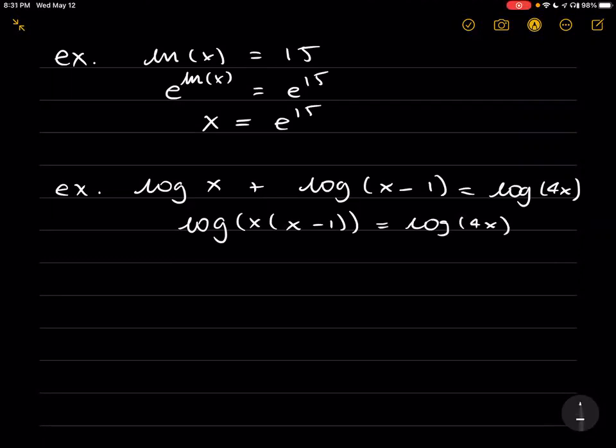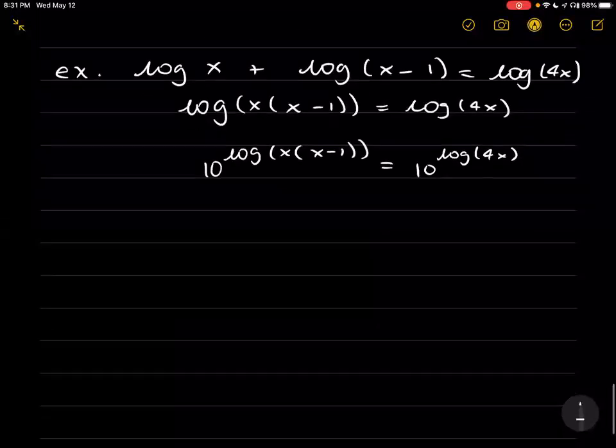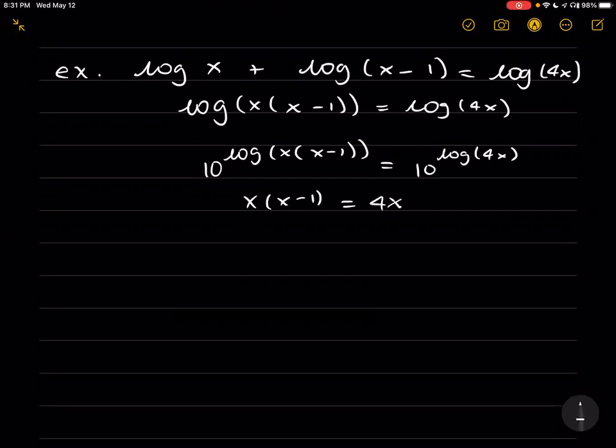And then because the common log is log base 10, we're going to raise both sides as a power of 10. So we get 10 to the log of x times x minus 1 equals 10 to the log of 4x. And now we can use property number 4 of logs on both sides of the equation. And we get that x times x minus 1 is equal to 4x.